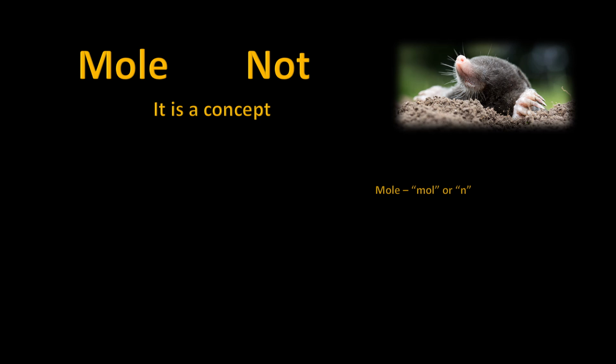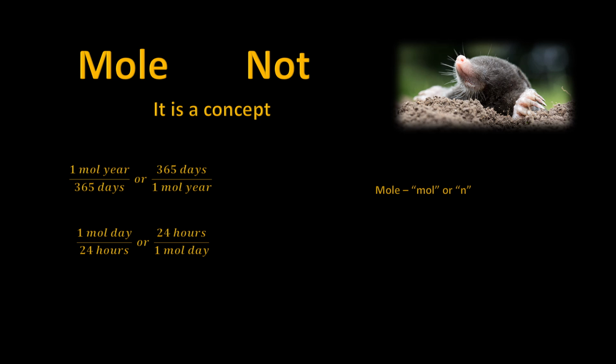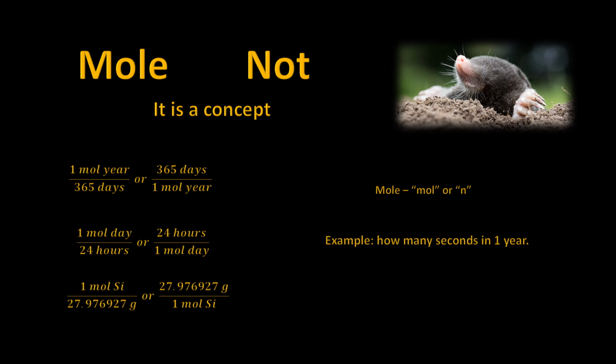We can, for example, say that 1 mole year equals 365 days, or 365 days equals 1 mole year. We can extend that by saying that 1 mole day equals 24 hours, or 24 hours equals 1 mole day. It may also be said that 1 mole of silicon equals 27.0 grams, rounded off, or 27.0 grams equals 1 mole of silicon. Now, through the process of elimination, an unknown can be calculated quite quickly. For example, if we wanted to find out how many seconds there are in 1 calendar year, well, 1 year is what we can work with.